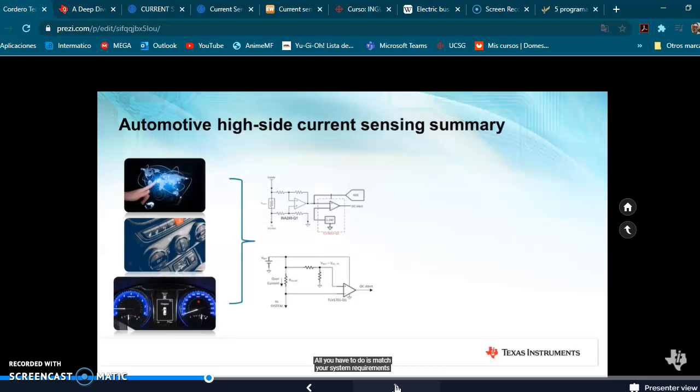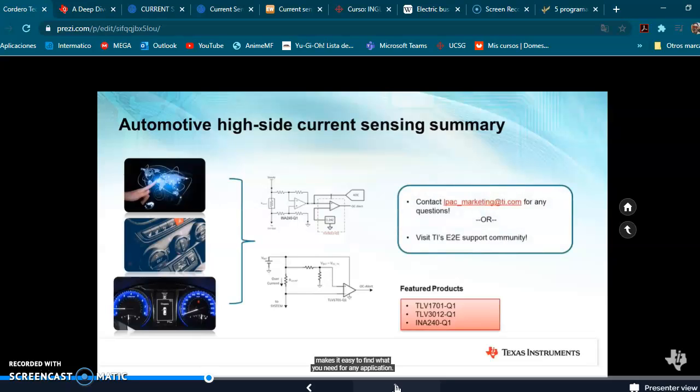Each method has its trade-offs, and choosing the right method ultimately depends on your application. All you have to do is match your system requirements to the application at hand, and you'll be on your way. TI's large portfolio of comparators and amplifiers makes it easy to find what you need for any application.